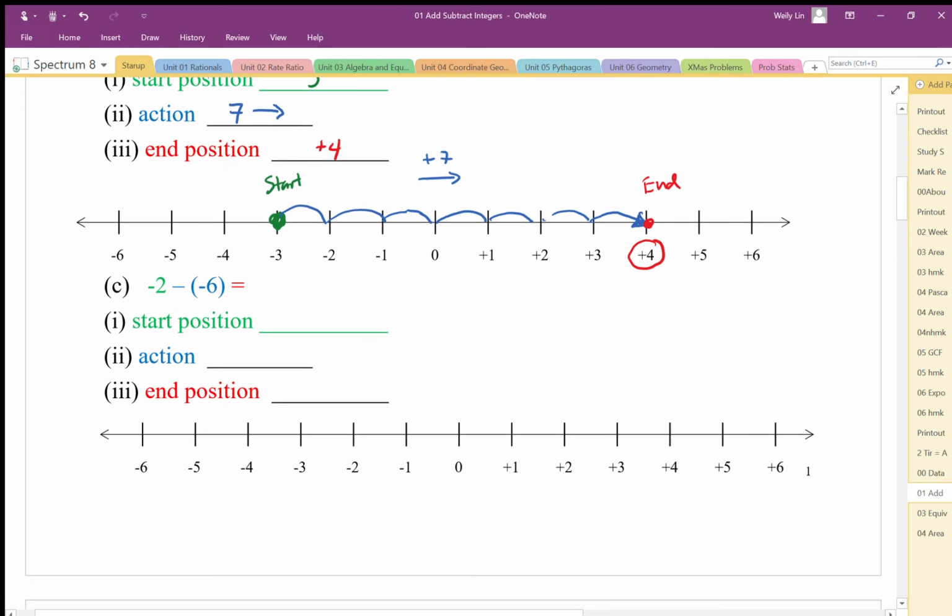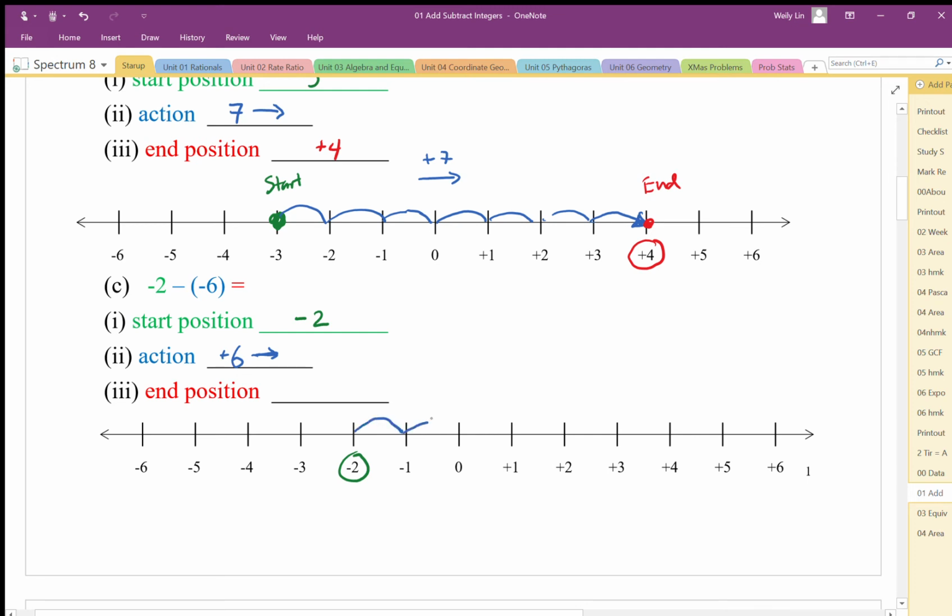For the next one, it's negative 2 minus negative 6. We have a starting position, which is negative 2. That's my start. There's going to be some action or displacement. The displacement is minus negative 6. That means 6 to the right. It really means plus 6. Minus negative really means plus. So I'm going to go to the right.